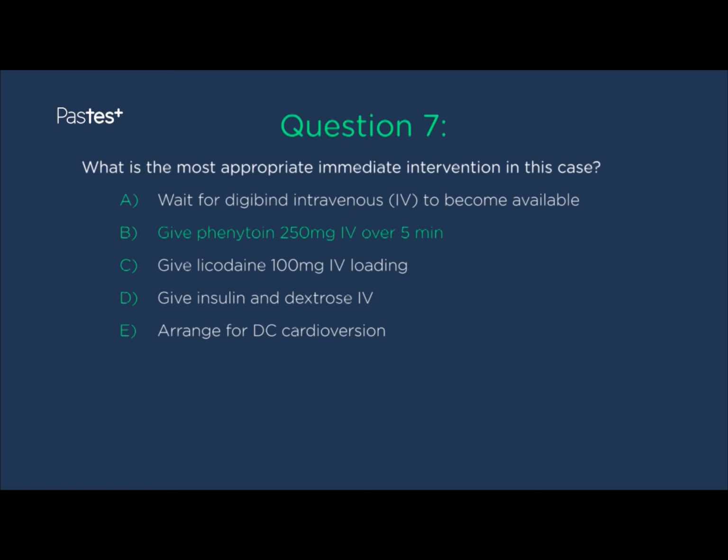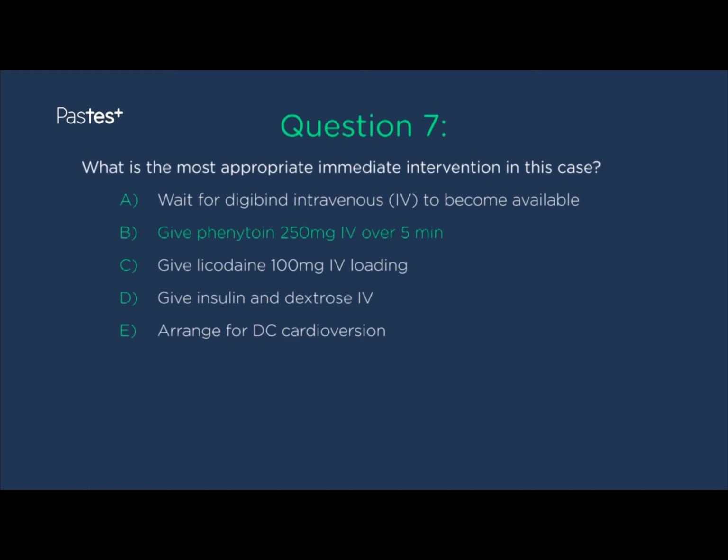And so the only option there would be to give 250 milligrams of IV phenytoin over 5 minutes. Phenytoin is the treatment of choice. You could, if she had no pulse, go for E, arrange for a DC cardioversion, but we are told that's not the case. She's alert, she's awake, and so that's why phenytoin is the choice.